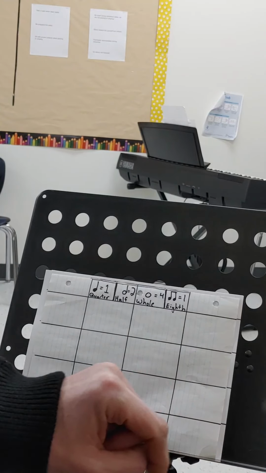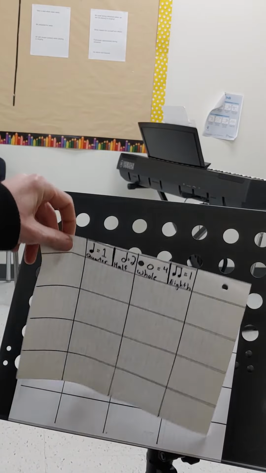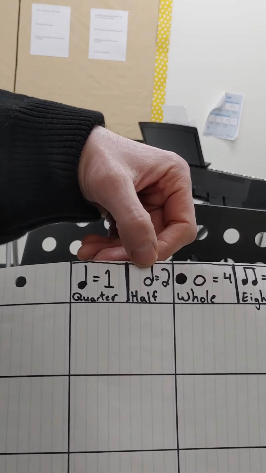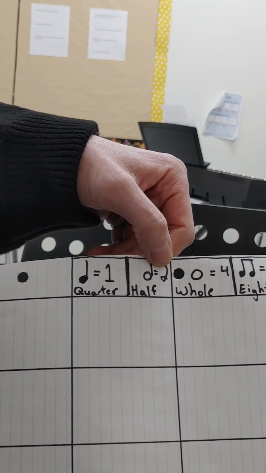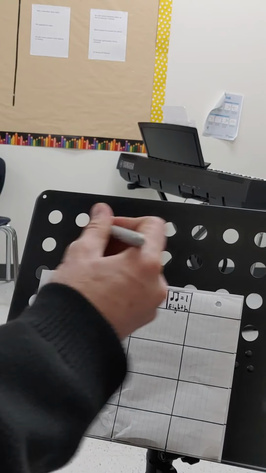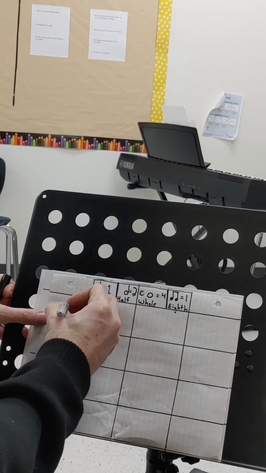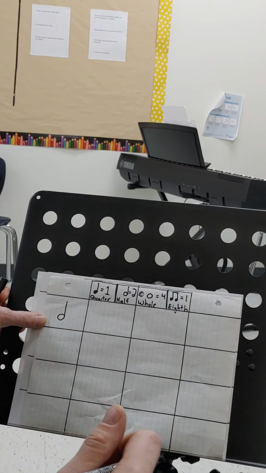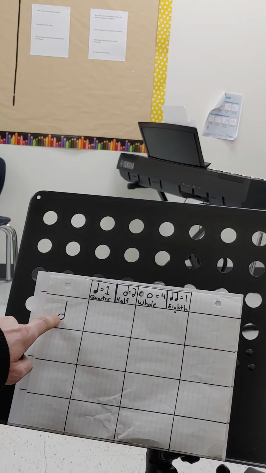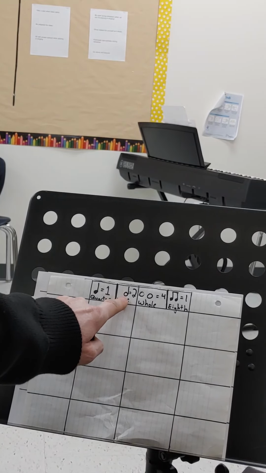Or say you wanted to start with a half note. Now, can you see this? The half note gets 2 beats. So if I draw a half note here, which is an option, I can't draw in the next box because this half note takes up 2 beats. See, it says half note equals 2.